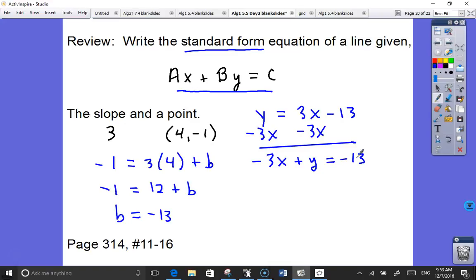I mean, if somebody had said, when you had y equals 3x minus 13, that you wanted to subtract y from both sides, and then you would have to add 13 to get it on the other side, you would have had positive 3x minus y equals positive 13. And they're both good, right? There's more than just one standard form to go through. Okay, two more.